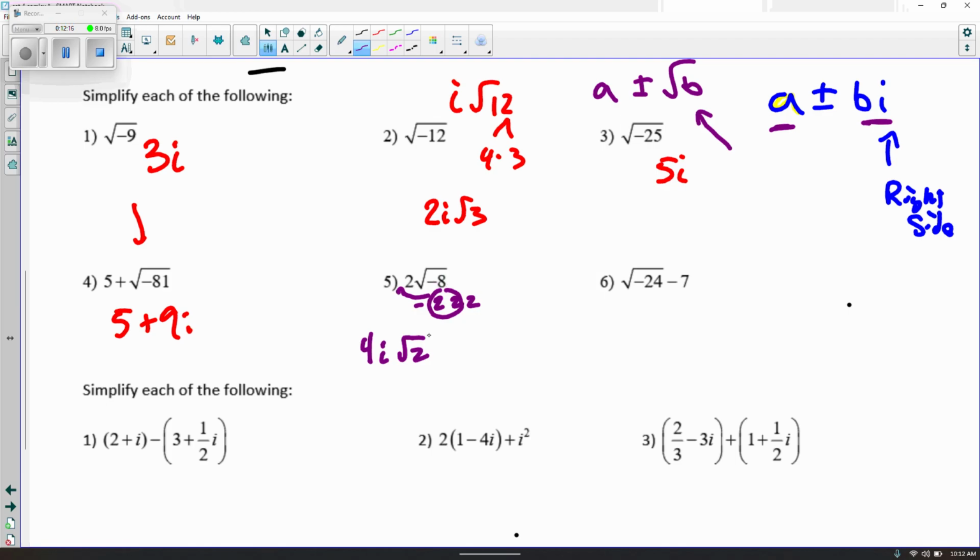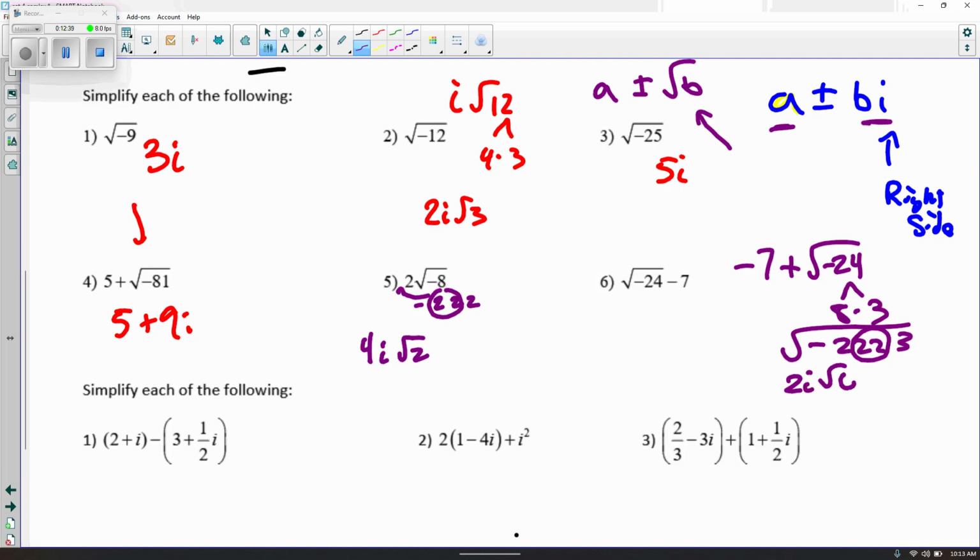Number 6 is written in the wrong format. We need to rewrite this as negative 7 plus the square root of negative 24. 24 breaks down to like 8 times 3, 2, 2, 2, 3. Don't forget there's a negative. So a pair of 2's come out, gives me 2I root 6 with a negative 7 in the front. So that would be my answer for number 6.